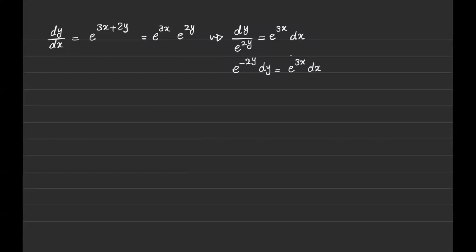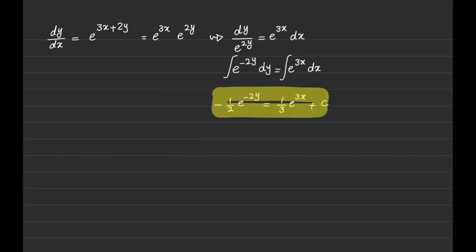Now we can simply integrate both sides of this differential equation. The integral of the left-hand side is minus 1/2 of e to the power of minus 2y, and the integral of the right-hand side is 1/3 of e to the power of 3x. And we have the constant of integration, which is c. This is an implicit solution to the given differential equation.